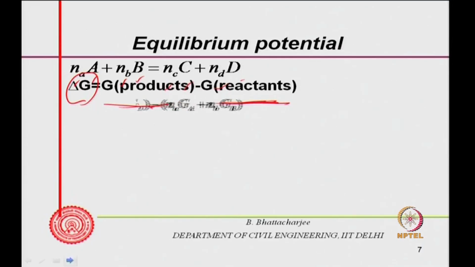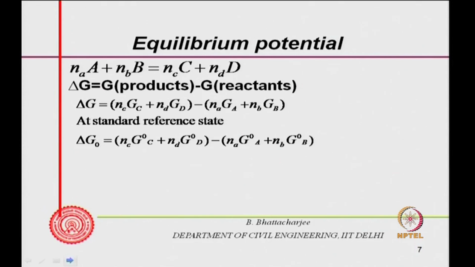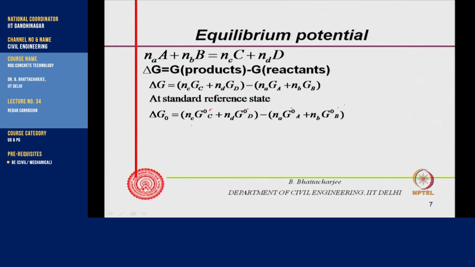So, one can write delta G in this manner, because free energy per mole is known. So, n C G C minus n D G D, et cetera. At standard reference condition we call it delta G0, which will be n C G C at the standard condition, where 0 stands for standard reference condition, possibly where concentrations are 1, et cetera.